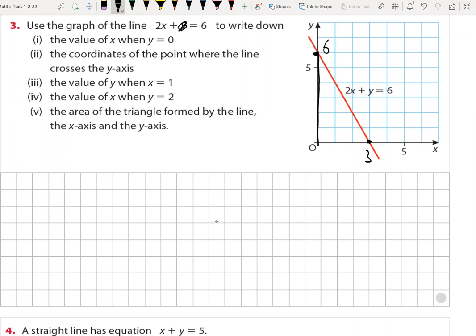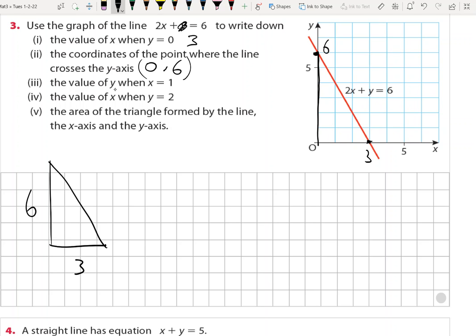Now if we want to extract this model, we have a right angle triangle with lengths 3 and 6. Okay, so find the value of x when y is 0. We've obviously done that. So we get 3. The coordinates of the point where the line crosses the y-axis, so they want us to call this here, is 0, up 6.